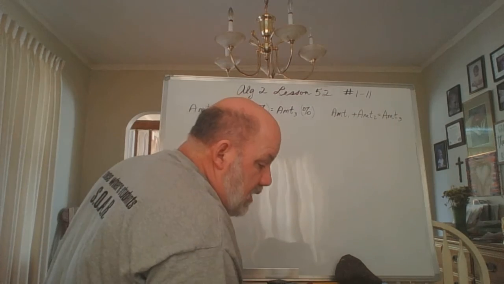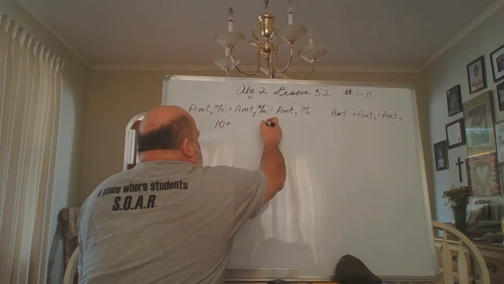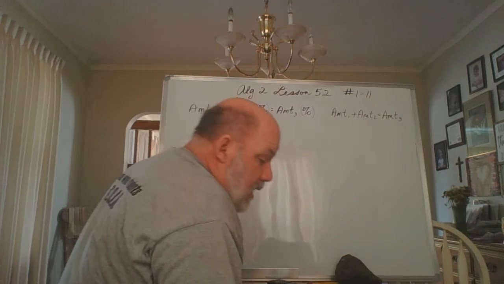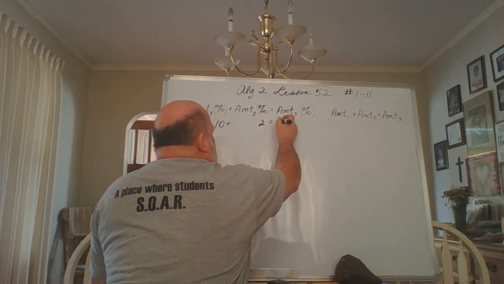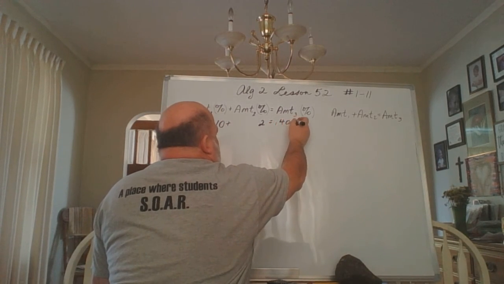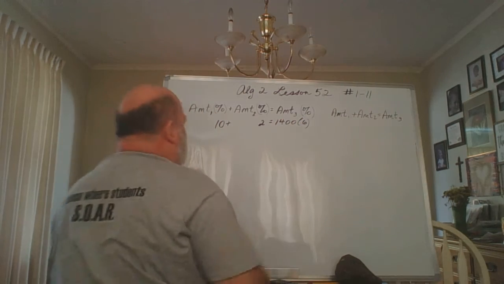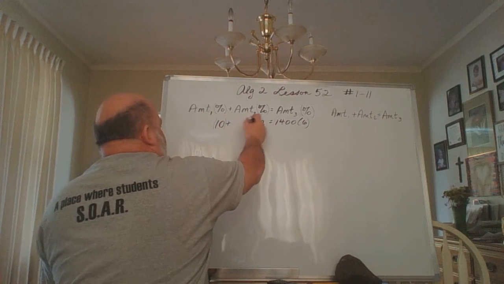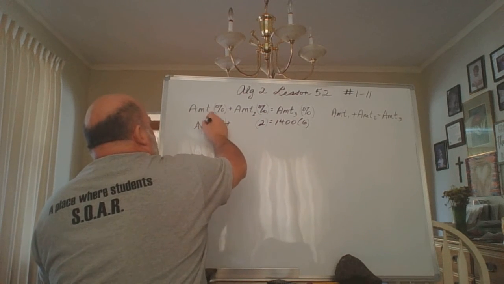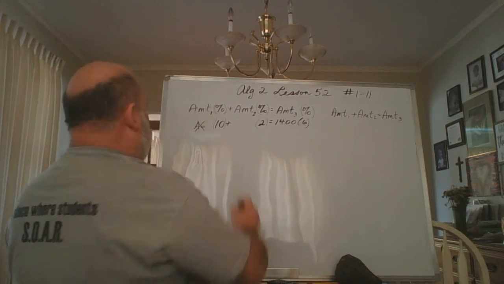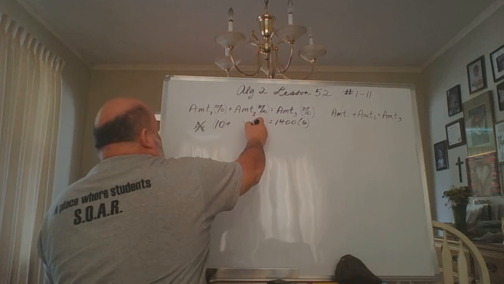The second one says it's 2% salt. And the last one, they want 1,400 milliliters of 6% salt. We do not know the first amount. I'm going to use the letter X. I started to write amount there. It's a big old X now. And amount Y.